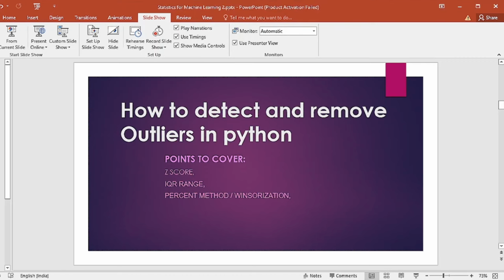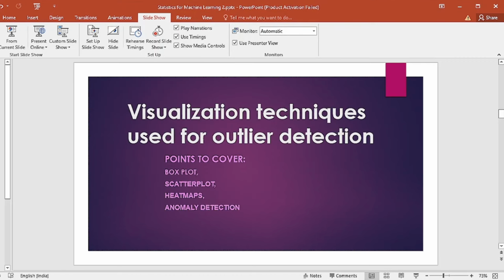The next question is, visualization techniques used for outlier detection. Box plots and scatter plots are used for data visualization and can be used for outlier detection. Box plot: it uses boxes and lines to show the distribution of data, including median, quartiles, and extreme values. Outliers are points that fall outside the whiskers, which are typically set at 1.5 times the interquartile range above and below the quartiles. Second is the scatter plot.